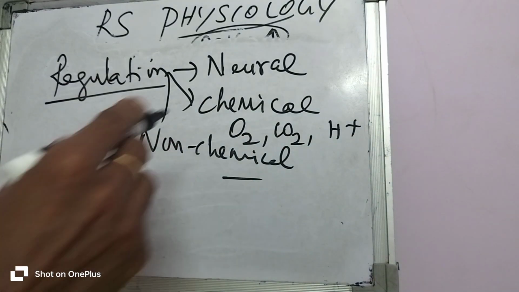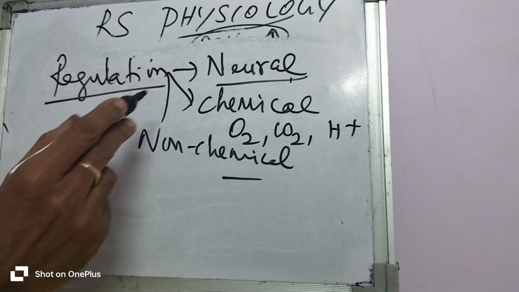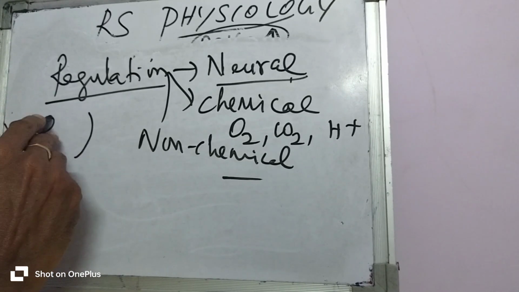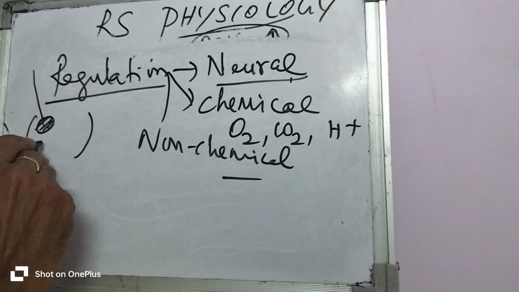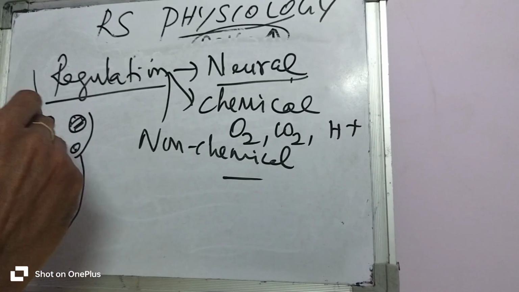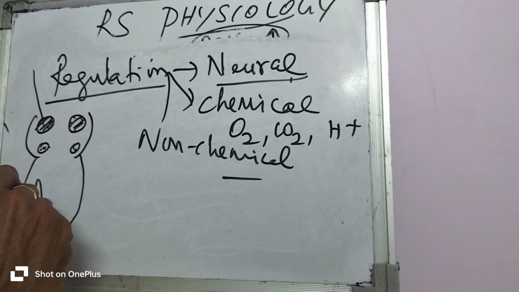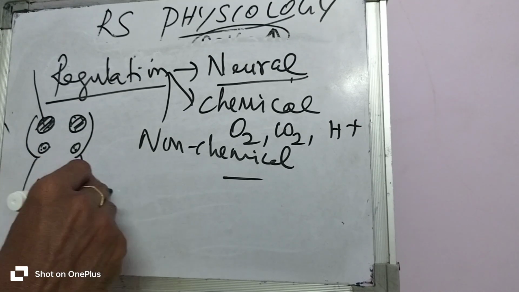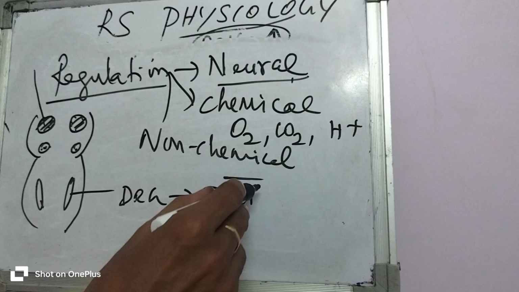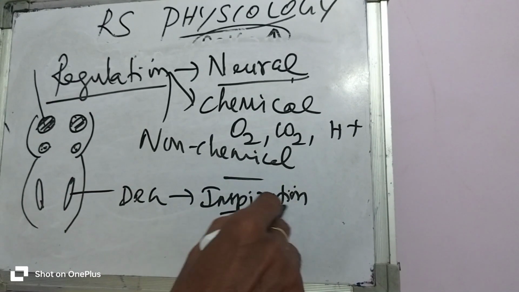Now under neural, you should know about the centers of respiration. In the pons we have two centers. The first center is called the pneumotaxic center. The second center is called the apneustic center, both sides. And in the medulla we have two groups of neurons. The first is called DRG, the dorsal respiratory group neuron, which controls inspiration and initiates the inspiratory signal. It creates the inspiratory ramp signal.